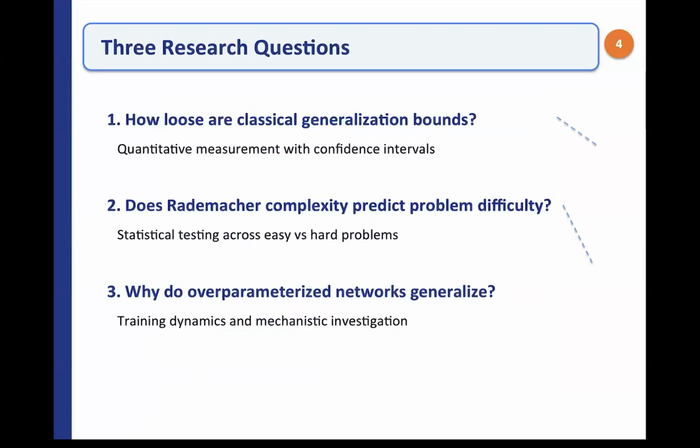This project is built around three questions. How loose are classical generalization bounds in actual numbers? Does Rademacher complexity track problem difficulty, easy versus hard? Why do overparameterized neural networks generalize better, not worse?